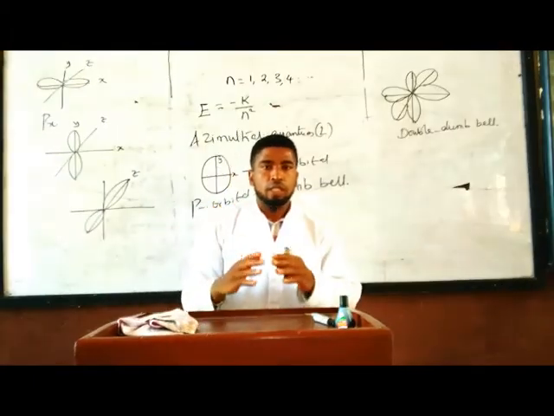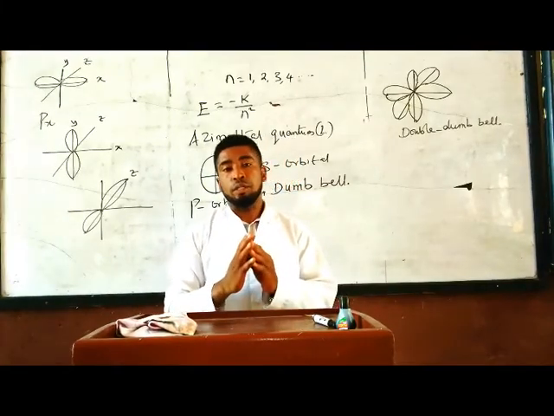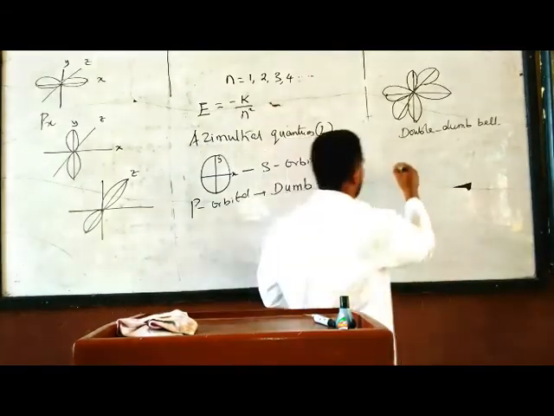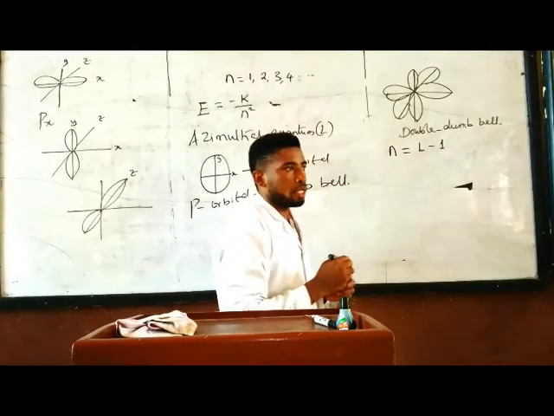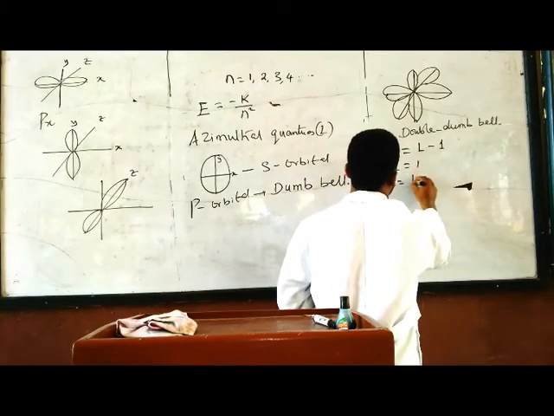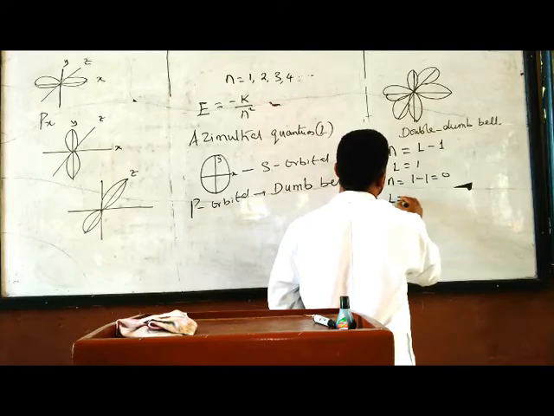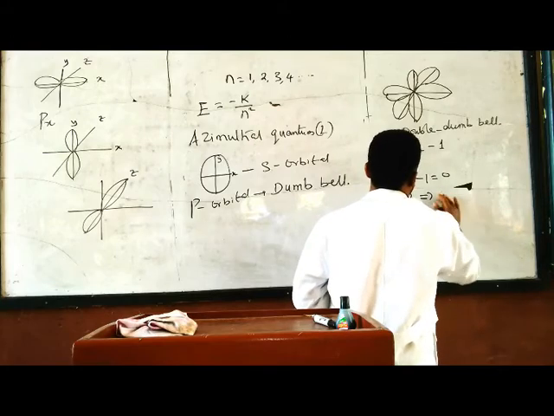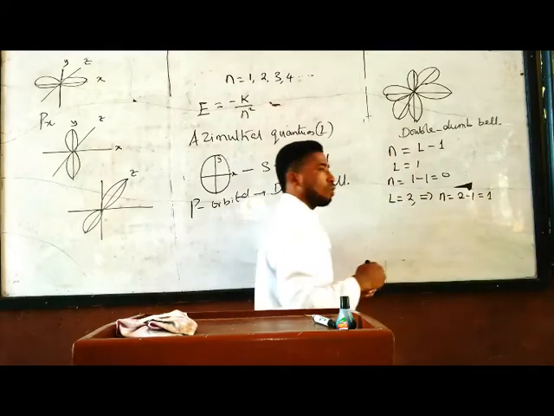Now let us look at the relationship between the principal quantum number N and the azimuthal quantum number L. Now the link is that N is equal to L minus 1, such that when L is equal to 1, then N becomes 1 minus 1, and that's 0. When L is equal to 2, it means that my N is equal to 2 minus 1, and that's 1.